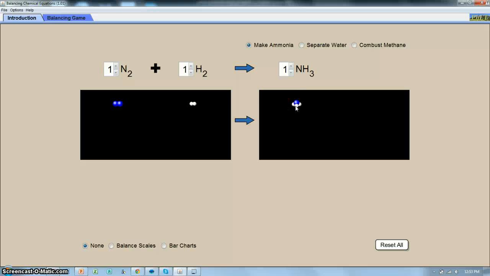So we need to now create this balance. And so we do that in this way. I need at least 2 nitrogens over here, so I'm going to create 2 ammonias. And that leaves me with 6 hydrogens on this side, 1, 2, 3, 4, 5, 6. And so I'm going to add 6 on this side. And so you can see now that balance. I have 2 nitrogens on the left, 2 total nitrogens on the right. I have 6 total hydrogens on the left and 6 total hydrogens on the right.